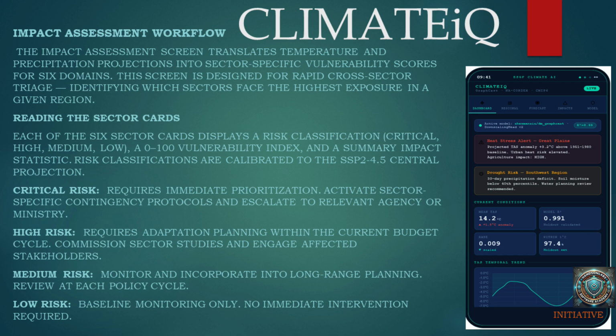Reading the sector cards. Each of the 6 sector cards displays a risk classification: critical, high, medium, low, a 0 up to 100 vulnerability index, the summary impact statistic. The risk classifications are calibrated to SSP 4.5 central projection. Critical risk requires immediate prioritization, activates sector specific contingency. Then of course, subsequently, you also have the descriptions for the high risk, the medium risk, and the low risk respectively.